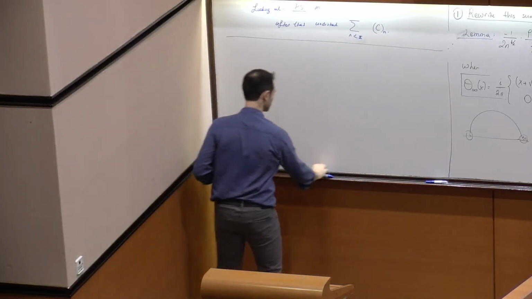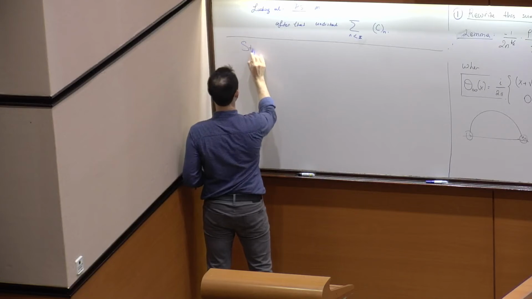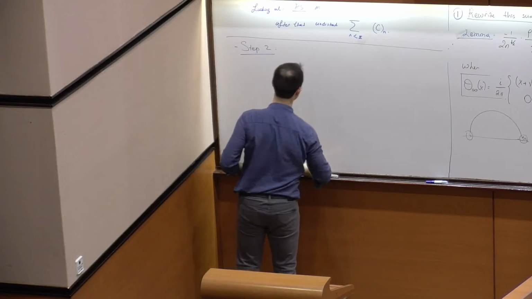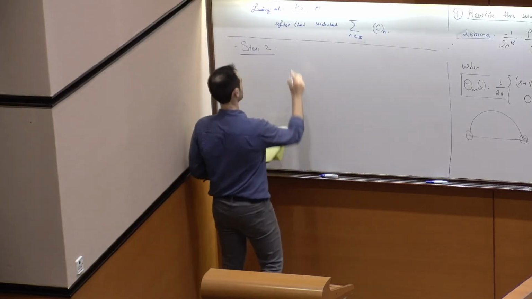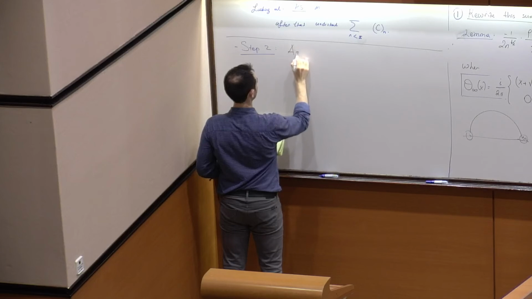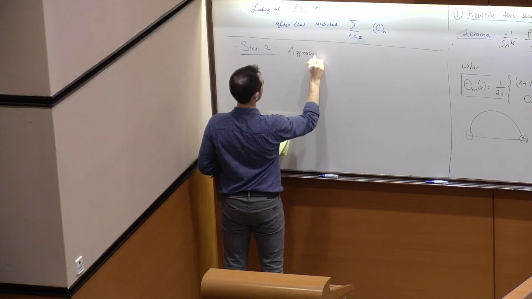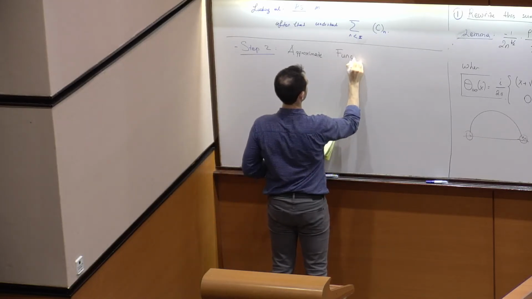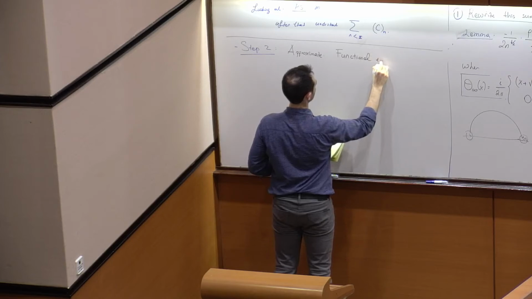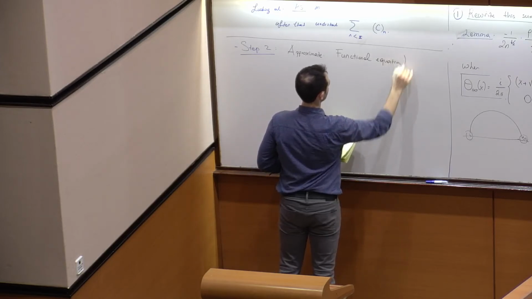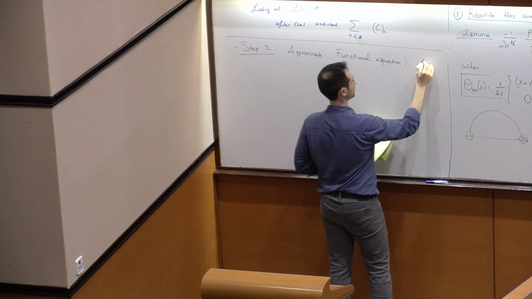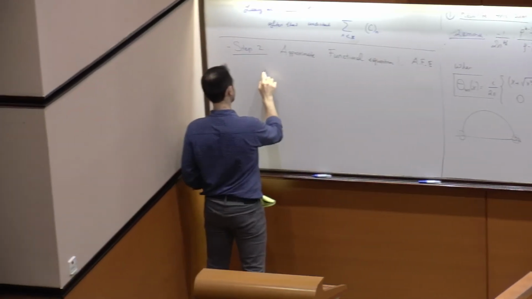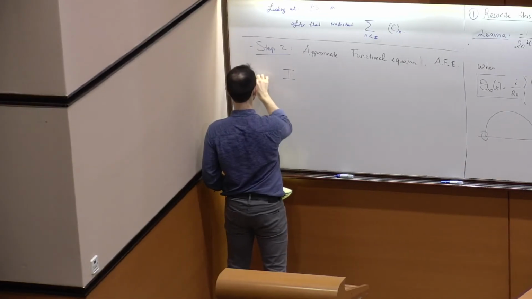Okay, so step 2 is this gadget called the approximate functional equation. I'll be very brief about this. It's a technical gadget, and I'll tell you what it does instead of going into the details, because the details are not very illuminating. Let's give it an abbreviation, AFE. What it does is the following.